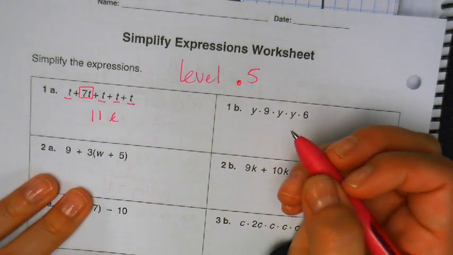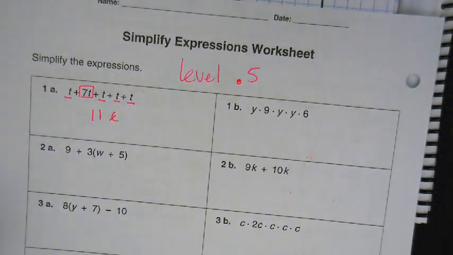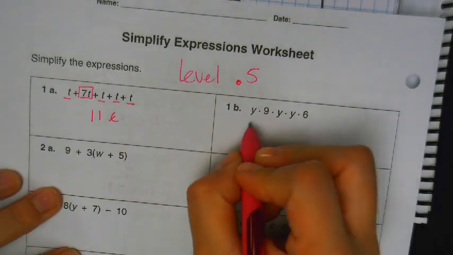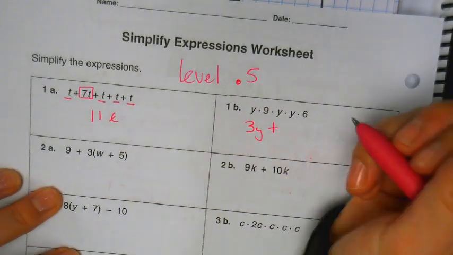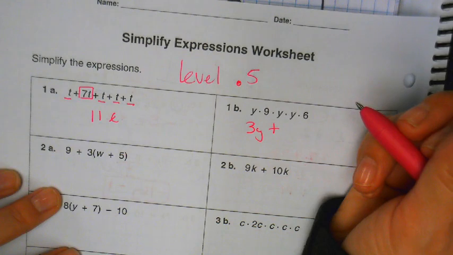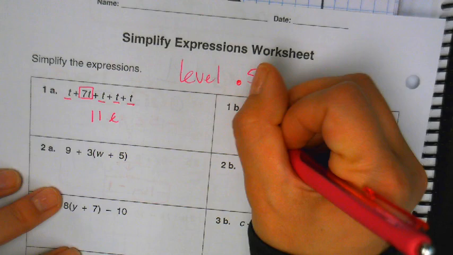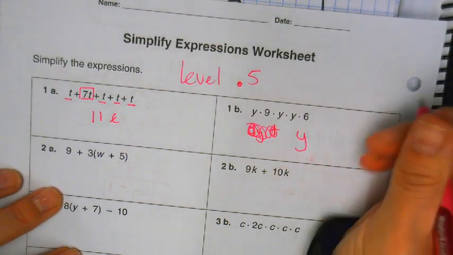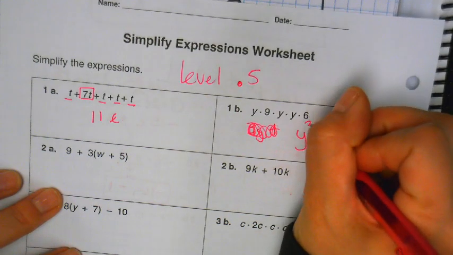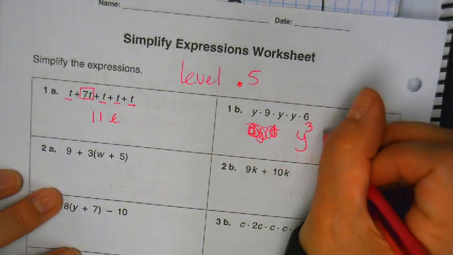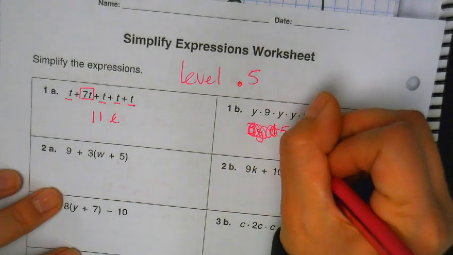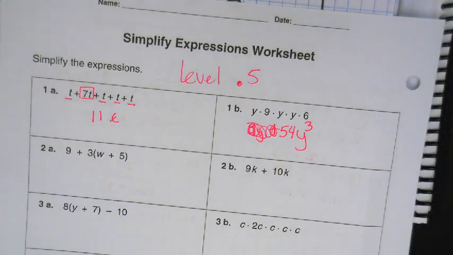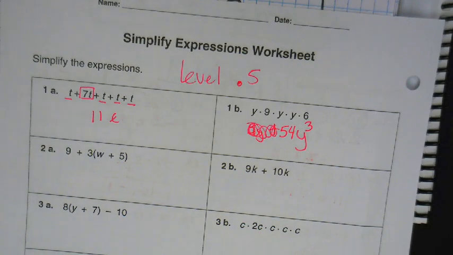All right, 1B. How many Y's do you have? 3. Plus? 9. Nope. 9 times 6. Oh, it's multiply. Oh, you haven't learned that yet. 54y. It would be y to the 3rd power. This would be just y because it's 3y. It's 54y to the 3rd power because it is multiplication.